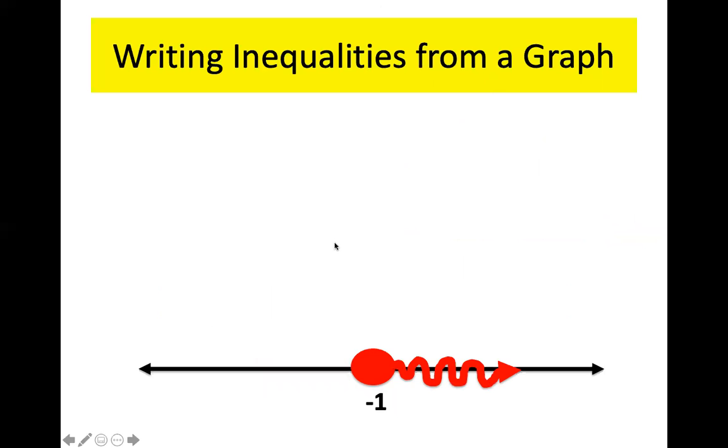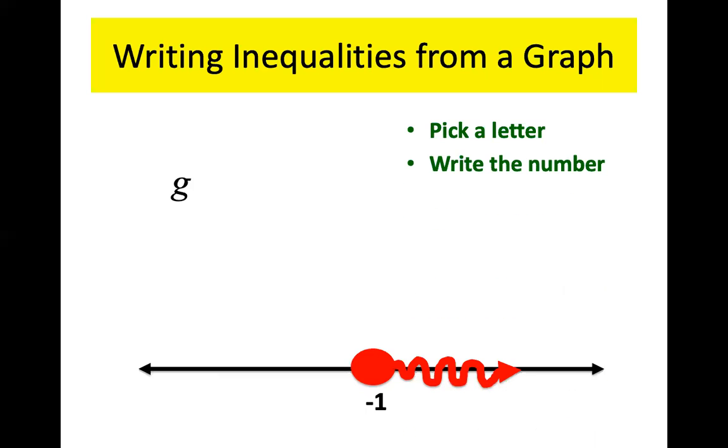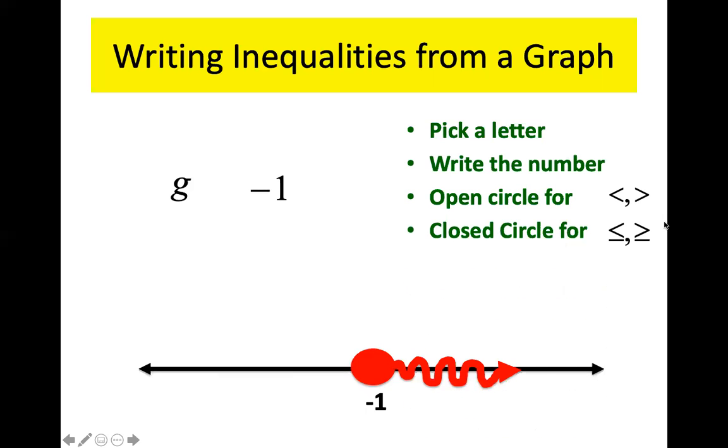Let's see that again. Step number 1, pick a letter. Okay, G. Any one of the 26 letters works. Step number 2, look at the number. The number underneath the circle, right, is -1, so we put a -1. Open circle or closed circle. So an open circle gets one of these two symbols. A closed circle gets one of these two. So we have a closed circle. So once again, it's going to be one of these two symbols.